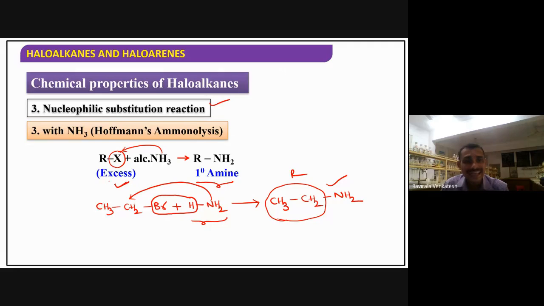I have to take excess of alkyl halide. If I take excess, what happens? I will get primary amines. What is a primary amine? Just like a primary alkyl halide, the same type of definition. Now, if you want secondary or tertiary amine, you have to take ammonia in excess. If you take excess of ammonia, you will get secondary and tertiary. That we will discuss in the nitrogen compounds. Okay, the third one is also completed.